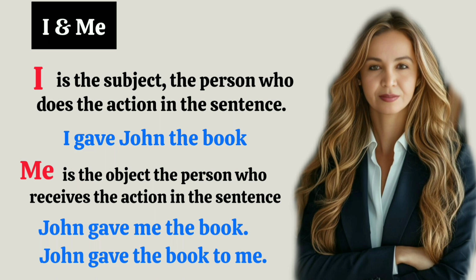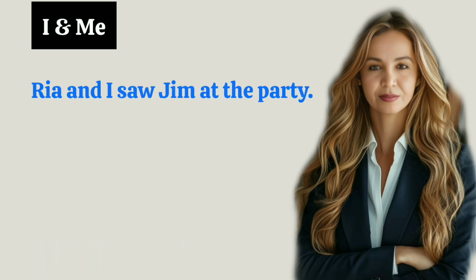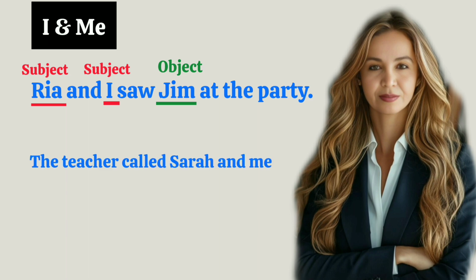Most people get confused when there are multiple subjects or objects in the sentence, but the rule is still true. Ria and I saw Jim at the party. Ria is a subject. I is also a subject, but Jim is an object. The teacher called Sarah and me. The teacher is a subject. Sarah is an object. Me is also an object.